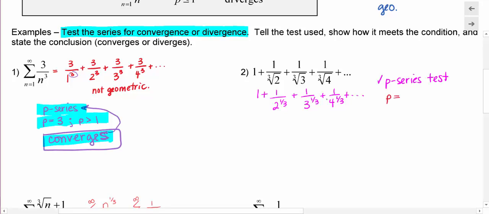The P, or the power or the exponent, each time is 1/3. Again, this 2 and 3 and 4, etc. is coming from the n. And so P is 1/3 every single time, which is less than 1. And so I know my series will diverge.